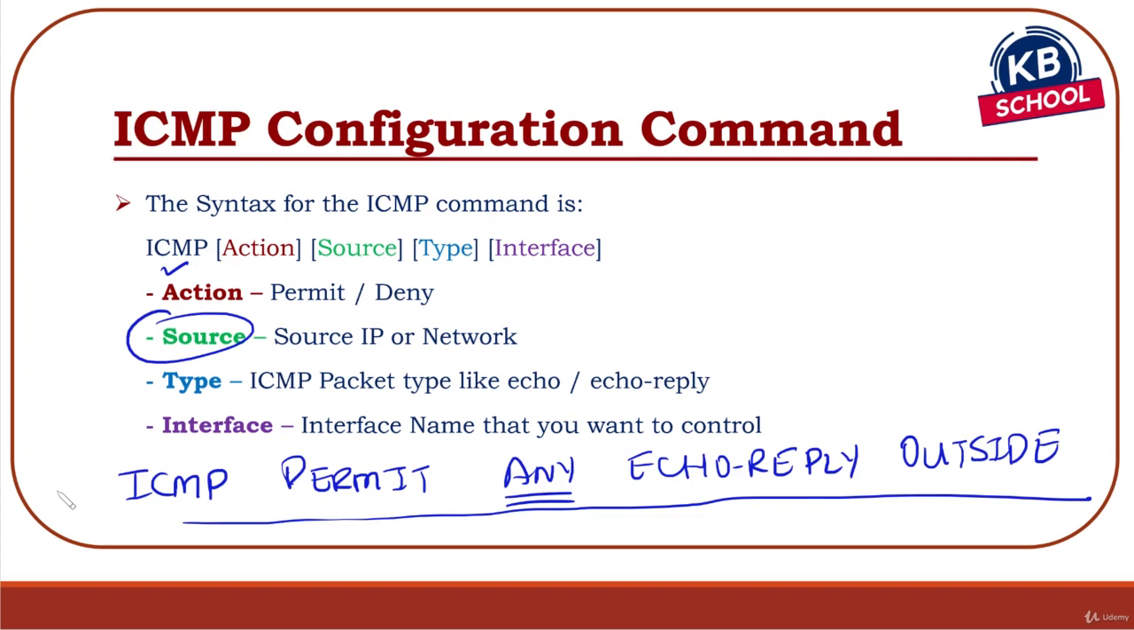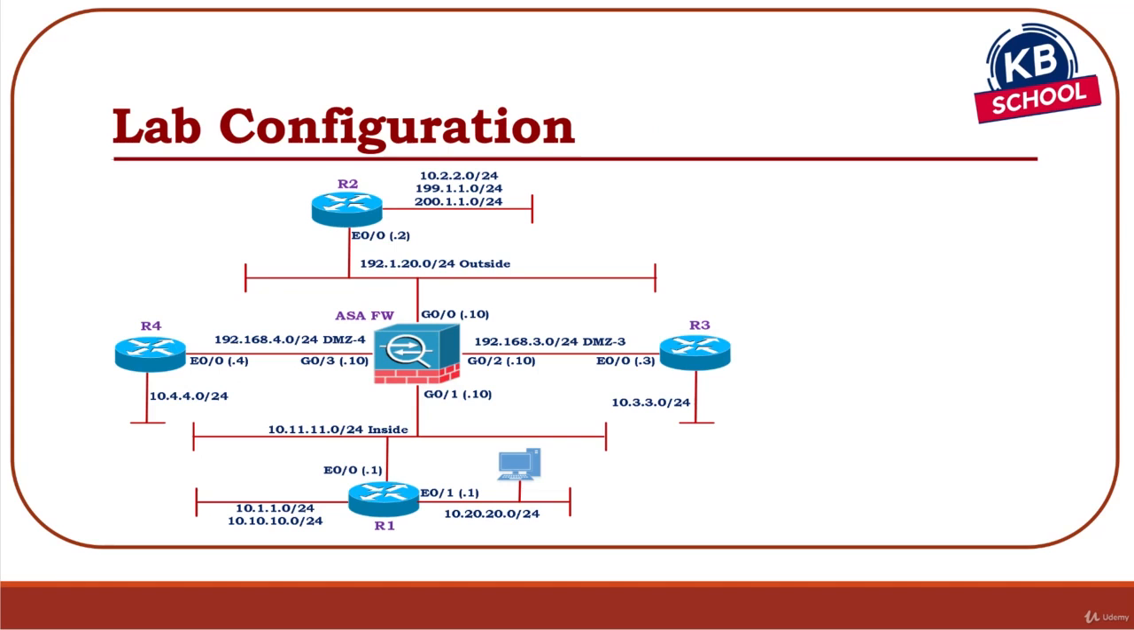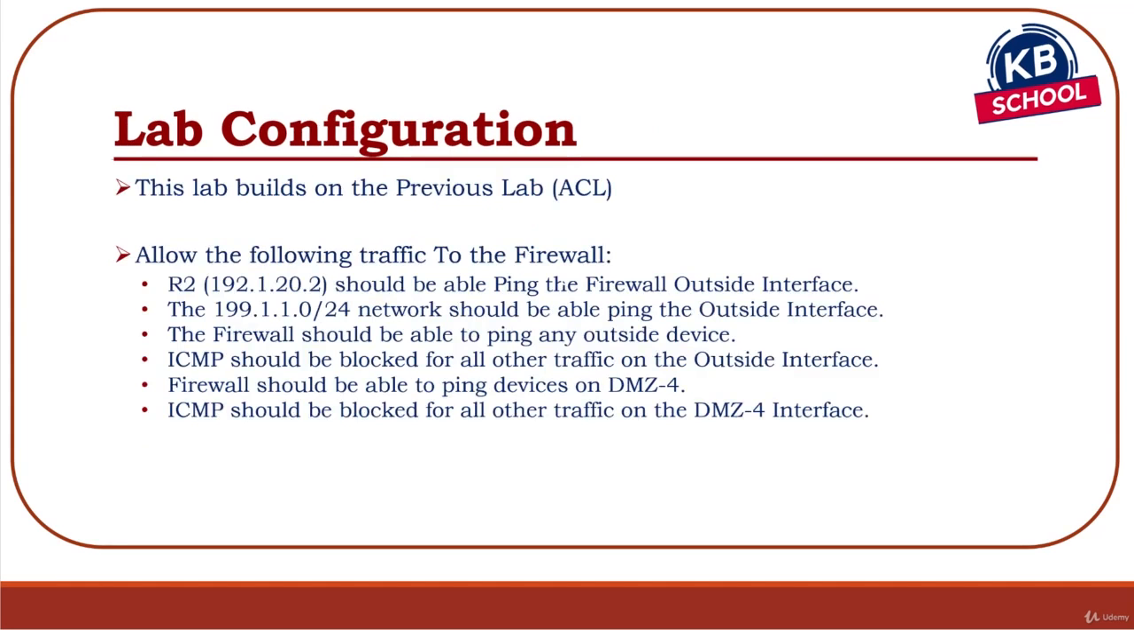But then again, if I put one command in, the second command, the implicit deny any, will take care of the rest of the ICMP traffic. It's going to block everything else. So based on this, we'll do a lab over here real quick. This is the same topology now. The requirement that I have, R2 20.2 should be able to ping the firewall outside interface.